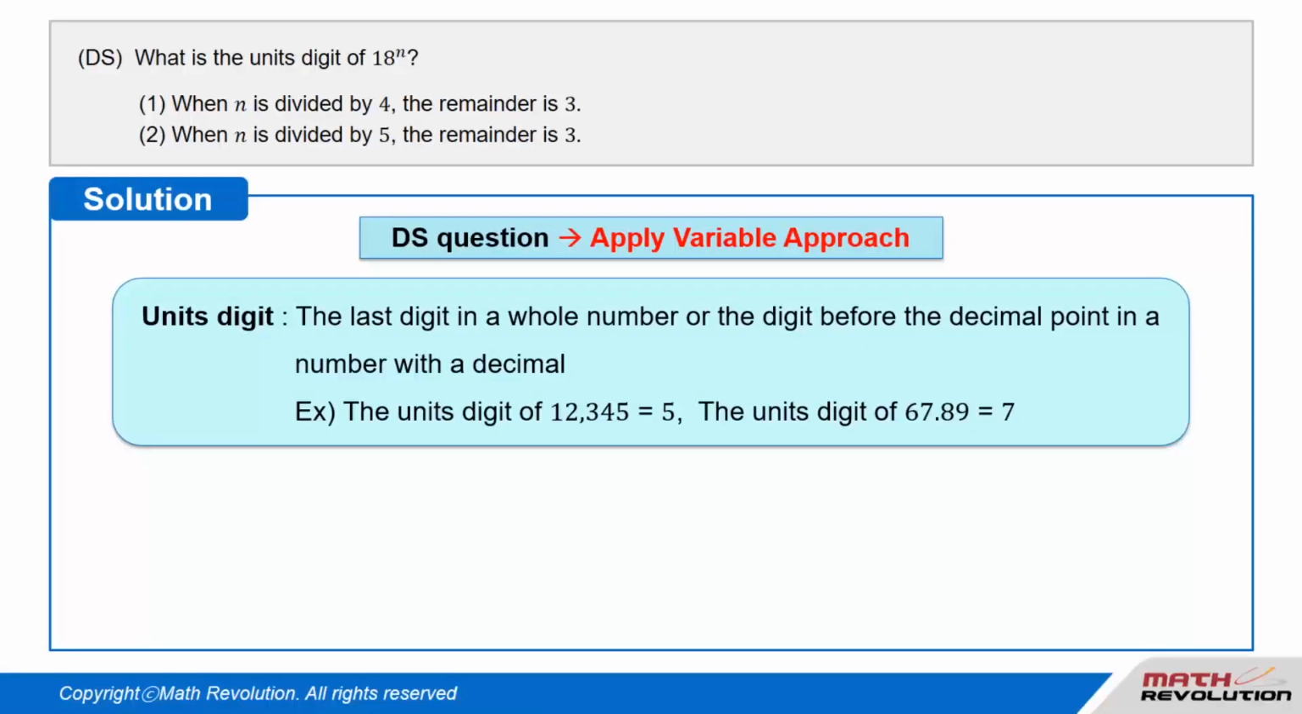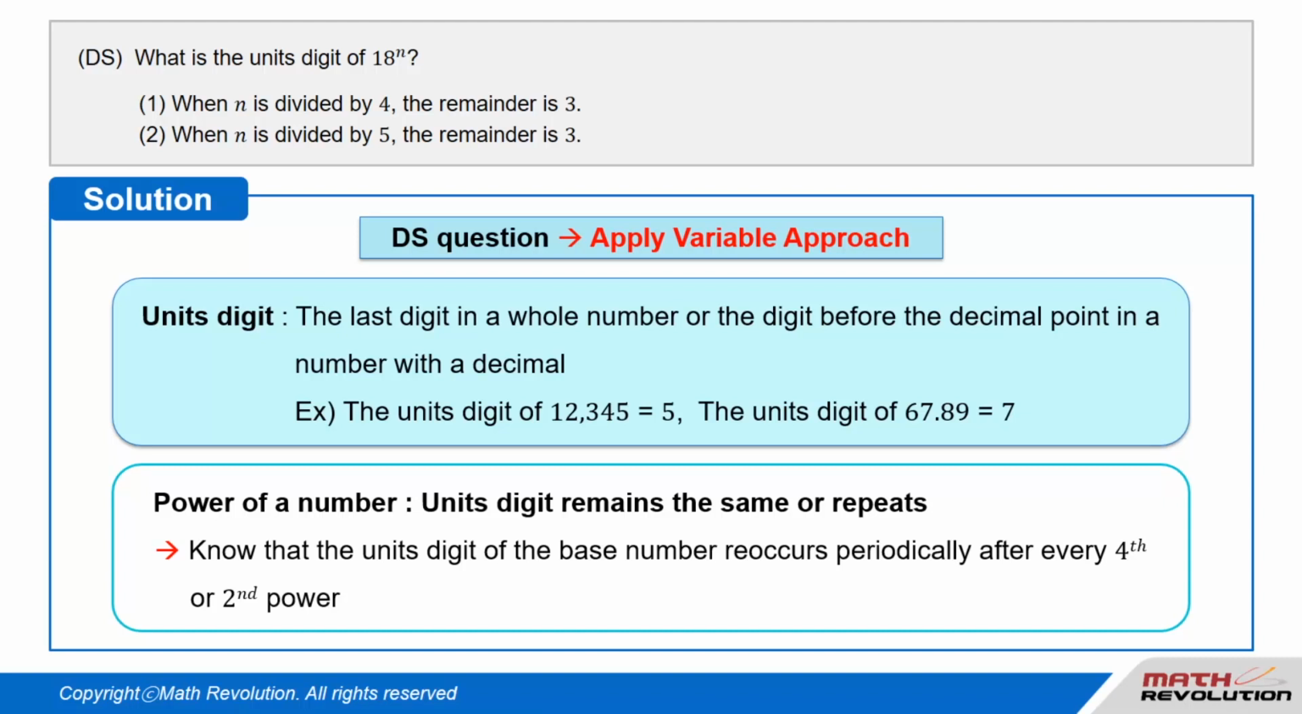Units digit. The units digit is the last digit in a whole number or the digit before the decimal point in a number with a decimal. For example, the units digit of 12,345 is 5, and the units digit of 67.89 is 7.